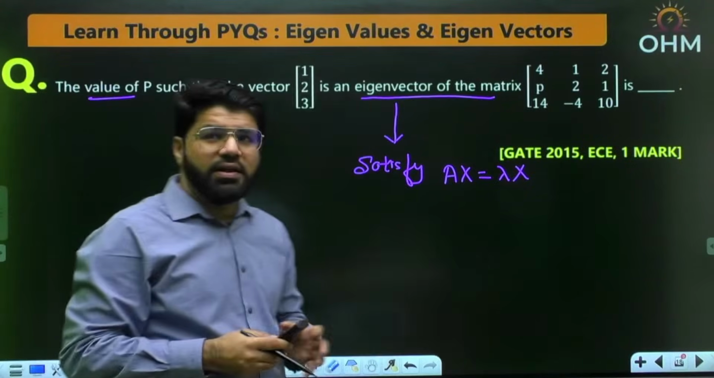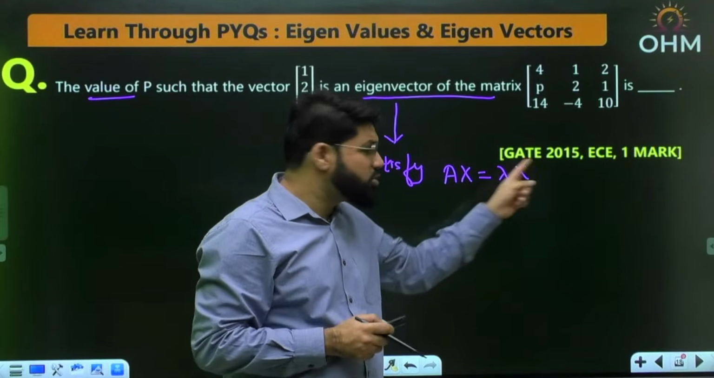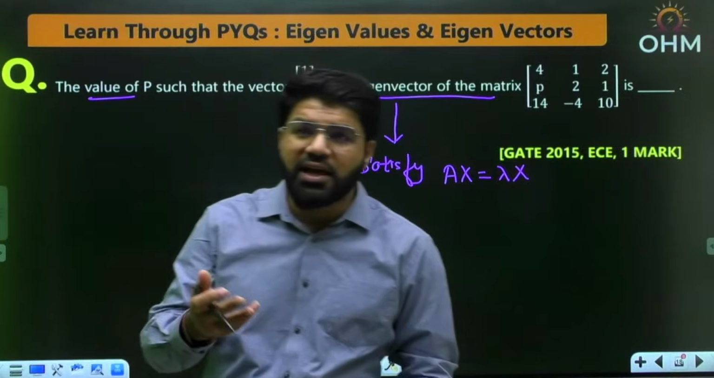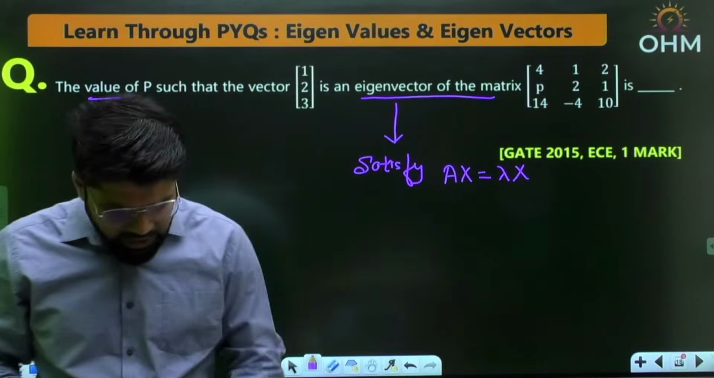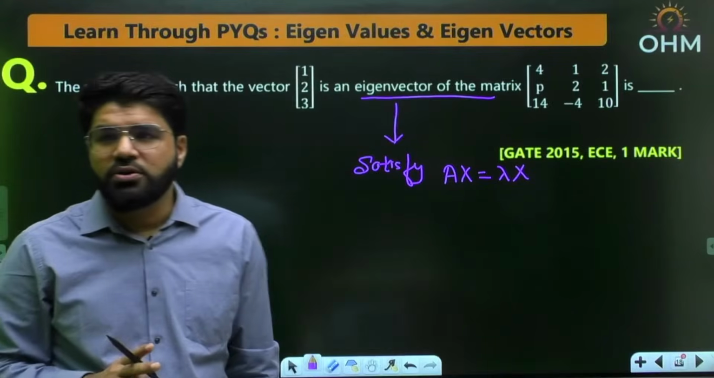An eigenvector is one for which Ax equal to lambda x. A into x is always proportional to x, like 3x, 4x, 10x. It can be any number proportional to x.